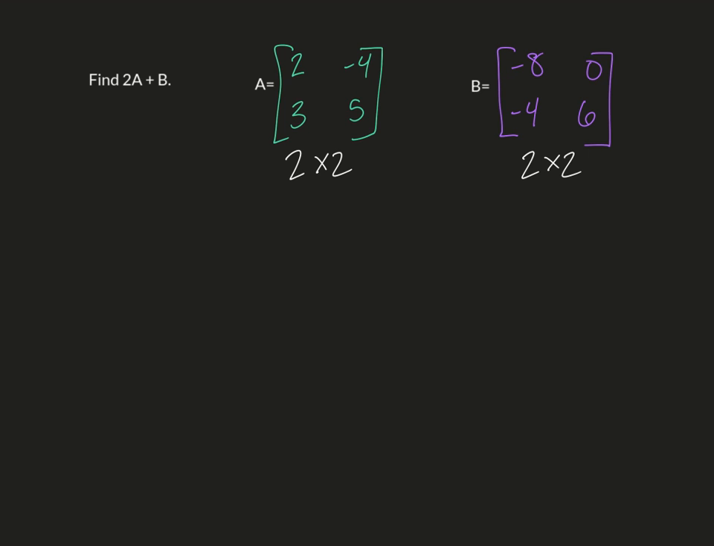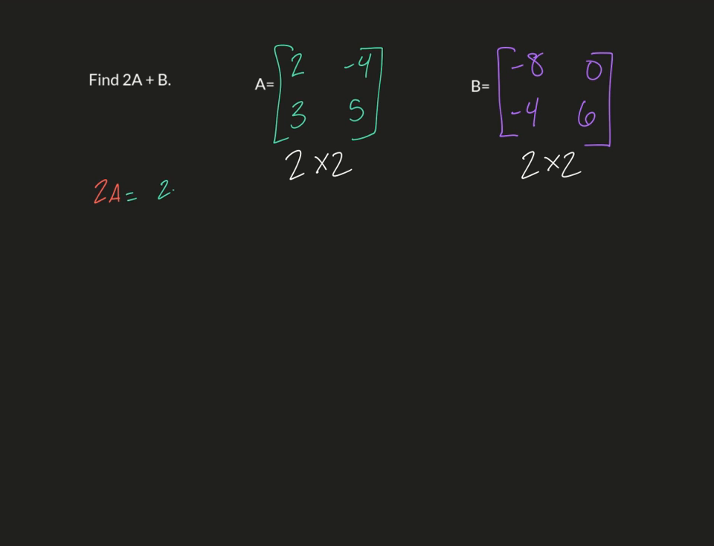So what I'm going to do, I'm going to break this down into parts. First, I'm going to do 2 times A, and then I'm going to add B into that. So if I'm going to do 2A, so over here we will do 2A. What I need to do is I need to take everything in A and multiply it by 2.